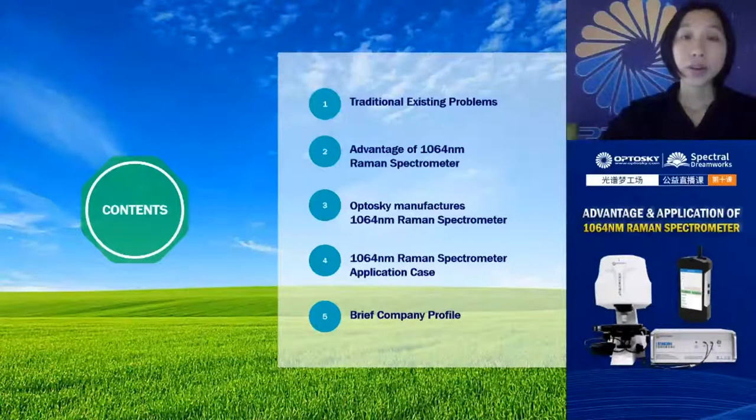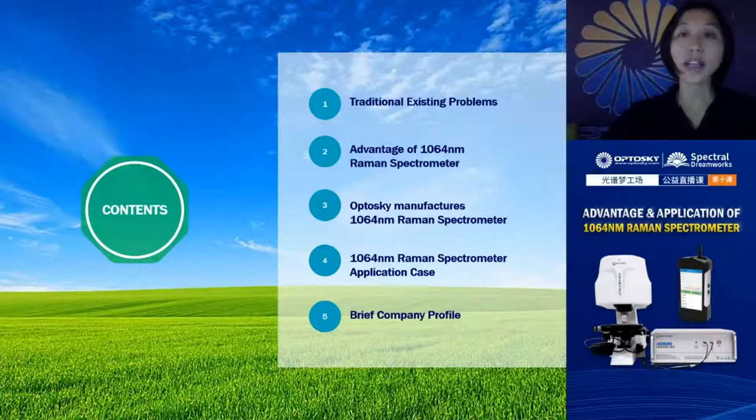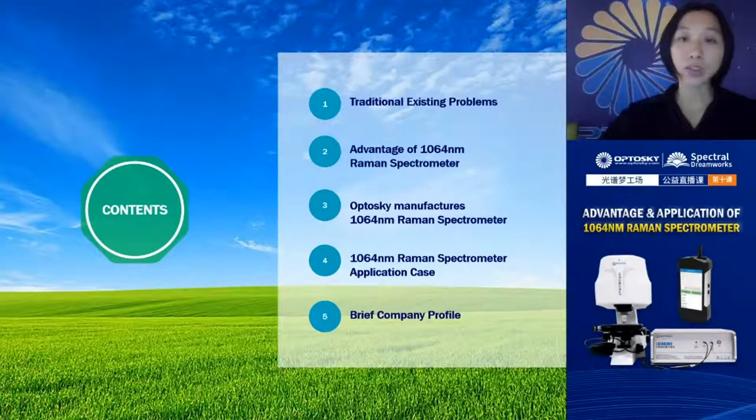So this live broadcast series, we are going to explain from the following five parts. Part one is the traditional existing problems of the 1064 Raman spectrometers. Part two, the advantage of the 1064 nanometers Raman spectrometers. Part three is the OptoSky manufacturer's 1064 Raman spectrometers. In part four, we are going to introduce 1064 nanometers Raman spectrometer applications, and in part five, we will make a brief introduction of our company.